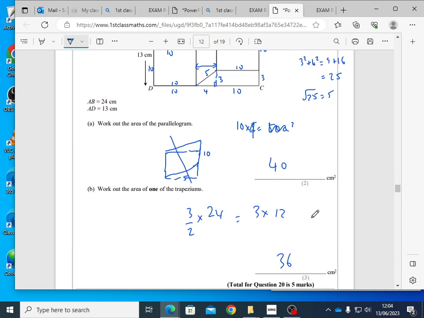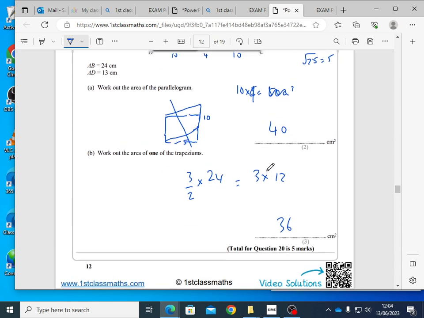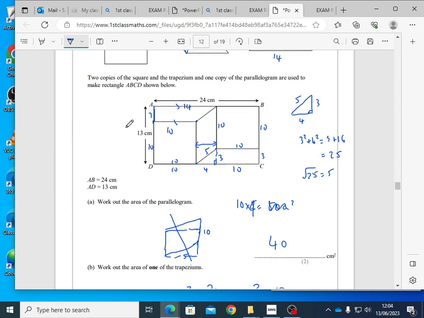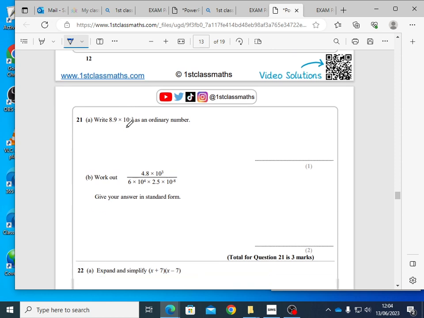Just give you a couple of seconds to think about that. So here is perpendicular height times the base, and here is top plus the bottom times by height, divided by 2, and that will be just length times width squared. Okay, let's move on.